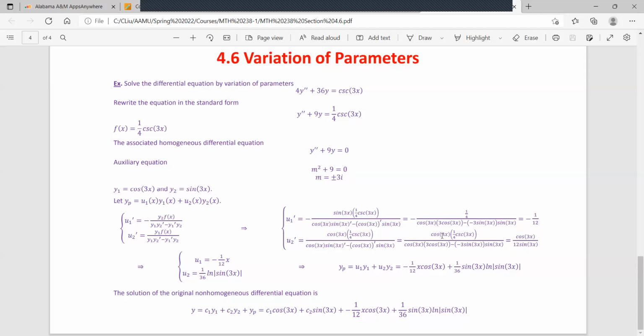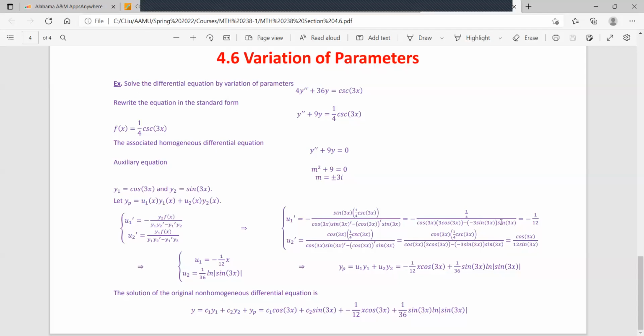And then we get cosine 3x times cosecant 3x. That's the whole thing. But the cosecant 3x, if you remember the reciprocal property for trig functions, is just 1 over sine 3x. So you put sine 3x at the bottom. So the whole thing is just cosine 3x over 12 sine 3x. So that's u2 prime. So then you just integrate u1 prime and u2 prime.